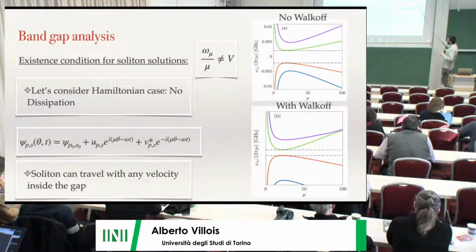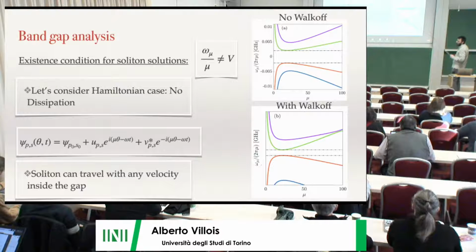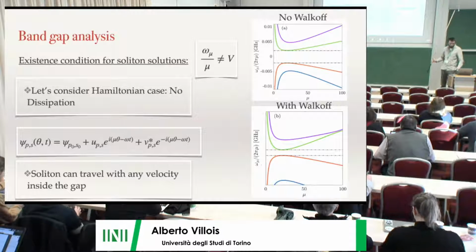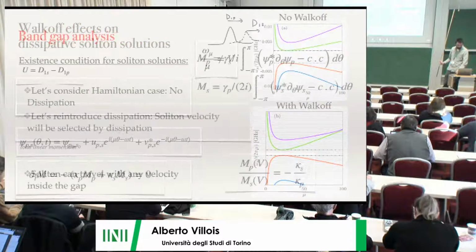I want to present this because when walk-off is not present, I have a gap open. When I add walk-off, my gap shrinks. Eventually, there is going to be a critical value of walk-off where the gap is closed and the soliton will cease existing.